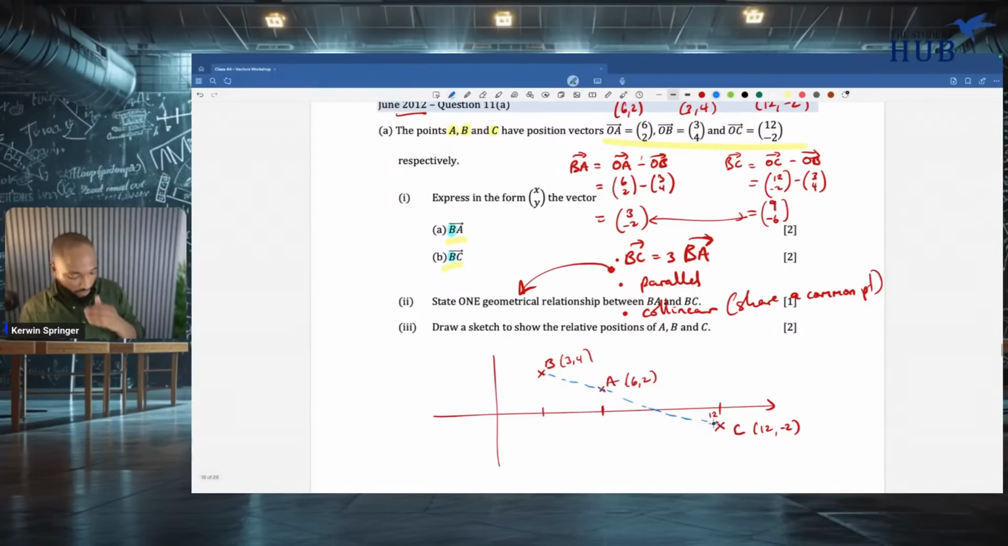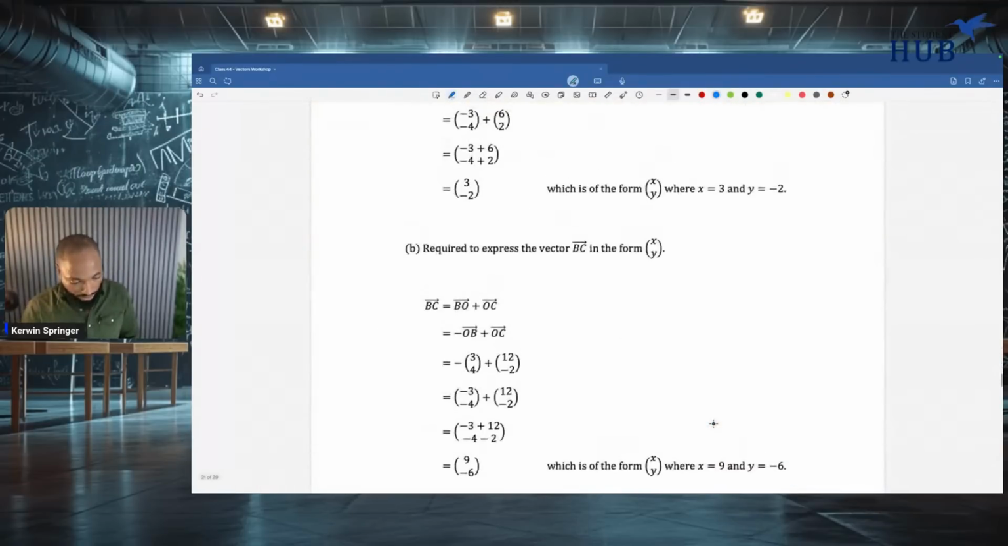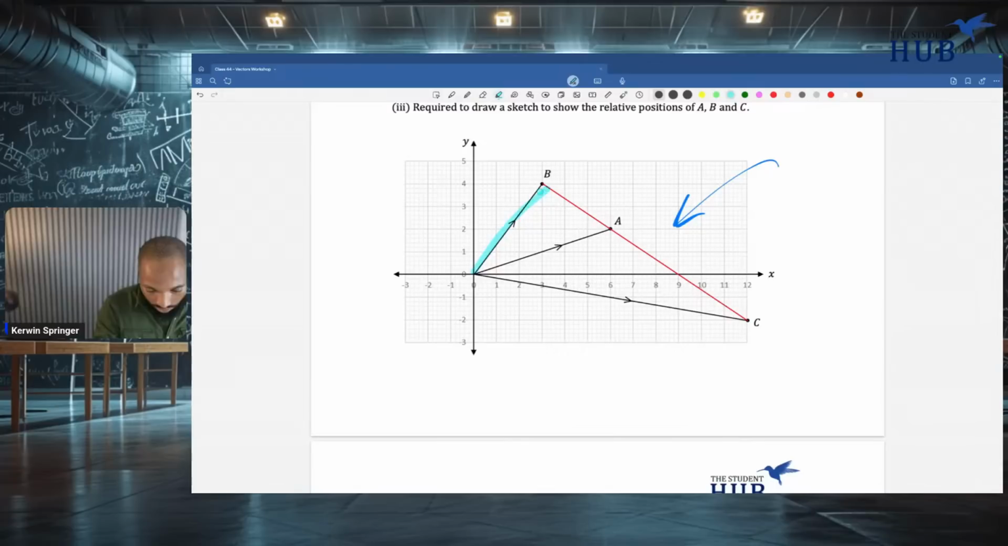How are you feeling about vectors? Did you get a little clarity there? Do you understand where you need to recap? This is a more exact description. Now notice how they show OA, OB, OA, OC.